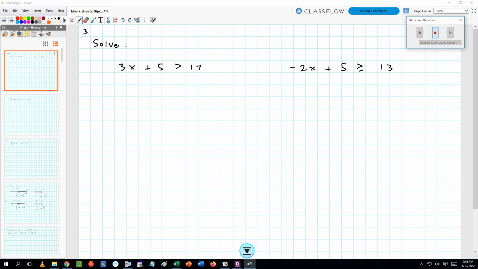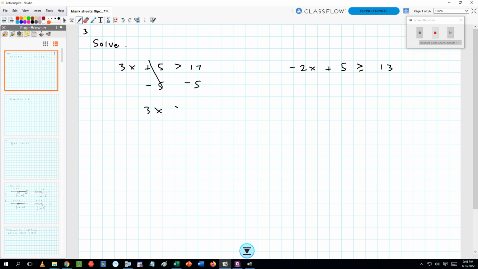Solving an inequality is just like solving an equation, except that whenever you multiply or divide by a negative, you must remember to flip the direction. I'll show you that in the second example. But in this first example, just like an equation, I'm going to subtract 5 from both sides. That allows that little fellow there to cancel.